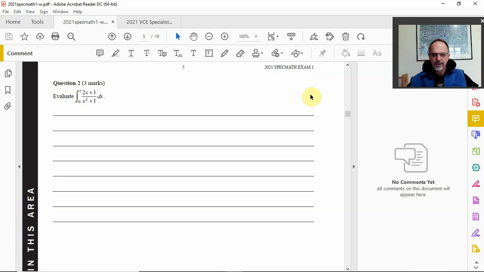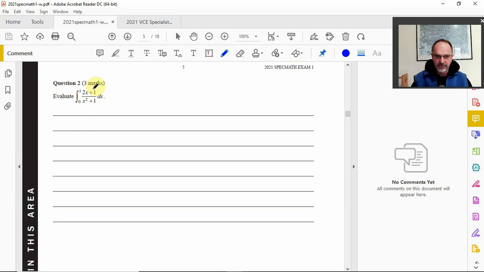Okay, so in question number 2, you can see here we've got a definite integral we've got to calculate here. 0 to 1 of 2x plus 1 over x squared plus 1. All right, so first of all, the first thing we need to do to make life a little bit easier for ourselves is to split that into 2 bits.